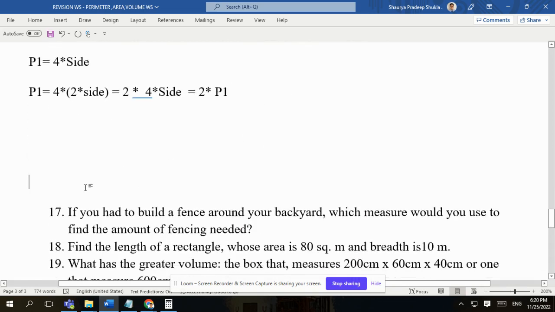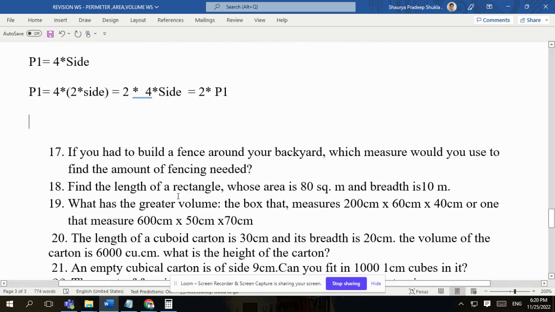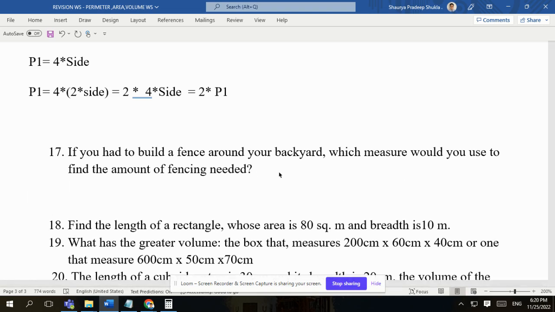Problem number 17. If you have to build a fence around a backyard, which measure would you use to find the amount of fencing needed? I think this is really easy. Fencing is a perimeter. No, amount, find the amount. Which measure? I think it would be meters. But wait, where is meter or centimeter given in the question? Measure means, no, read the question.